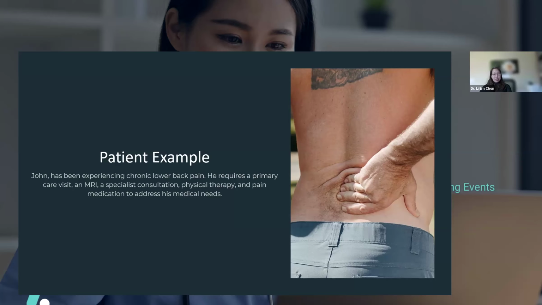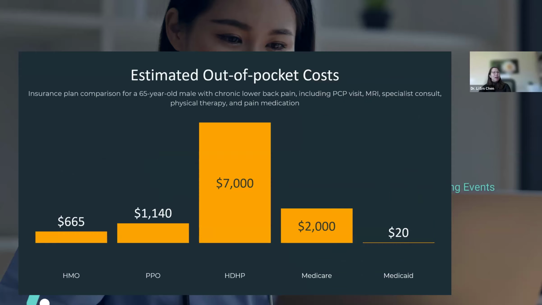He needs to see his primary care doc. He probably needs an MRI. He needs to see a back specialist, an orthopedic surgeon or spine surgeon. He needs some PT and pain medication. So this back pain's really been bothering him. And this is just a single slide to show, with the different types of plans, how much someone like John would end up paying for all the things that we just talked about: doctor's visit, specialist visit, imaging, and PT and medication.